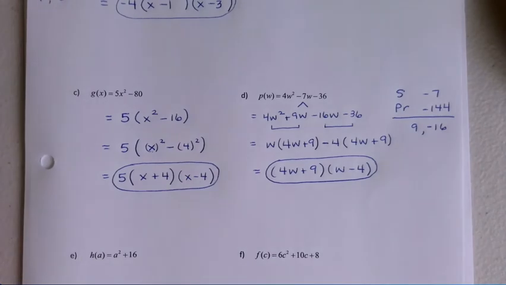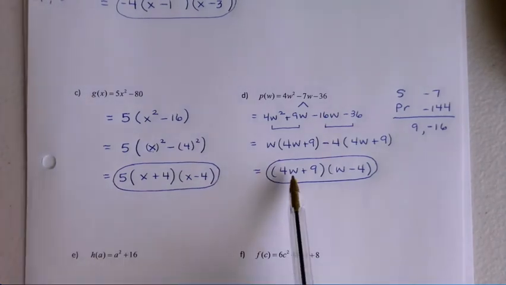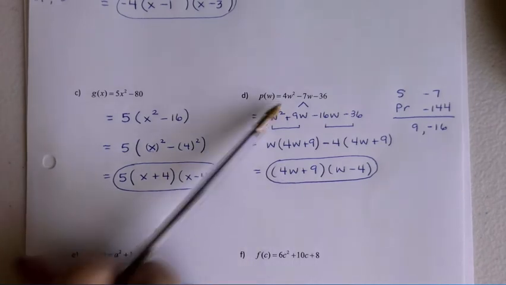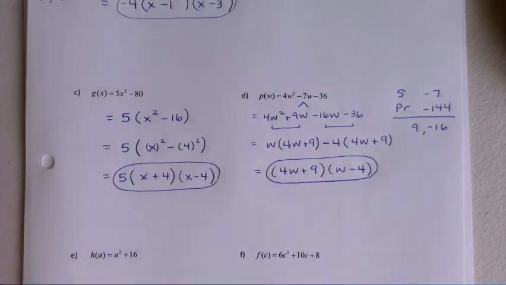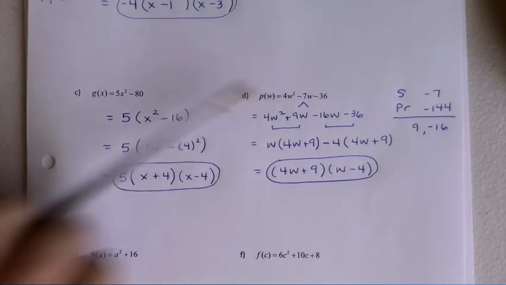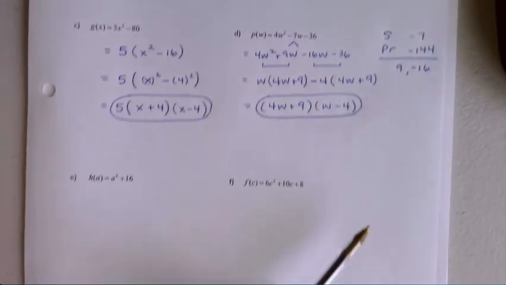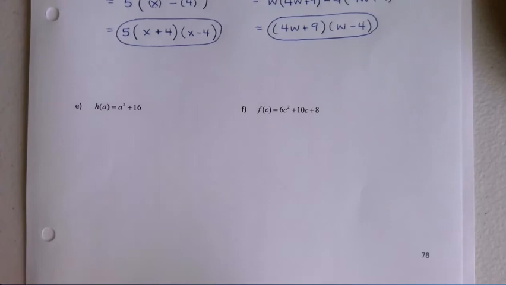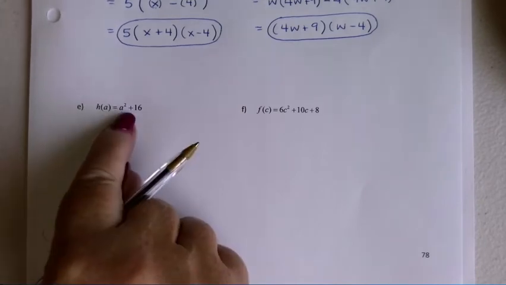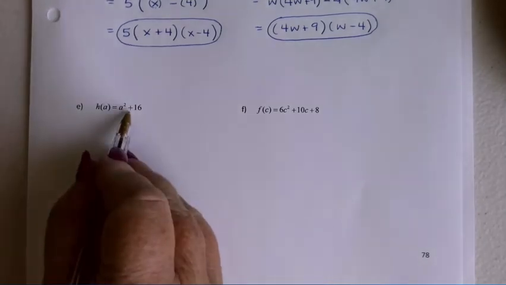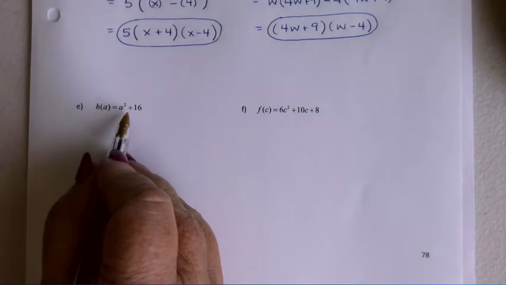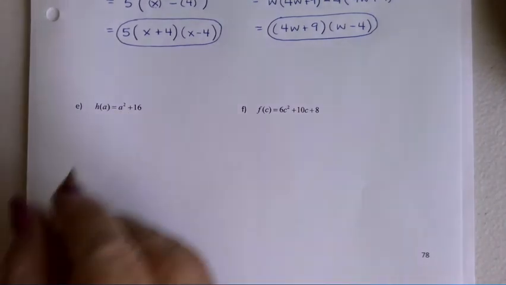And just a reminder on any of these, if you think something might have gone wrong, you can always remultiply and check to make sure you get back what you started with. That factored form should be equivalent to the expanded form we started with. All right, couple more. So in E, our given expanded form is a squared plus 16. No GCF. And the fact that this binomial has a plus and not a minus here means it's not a difference of squares, and it must be prime.